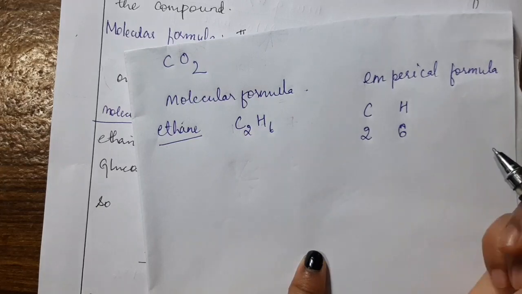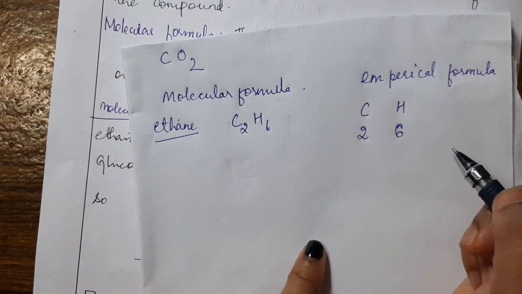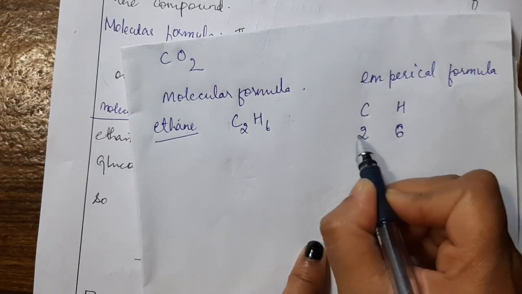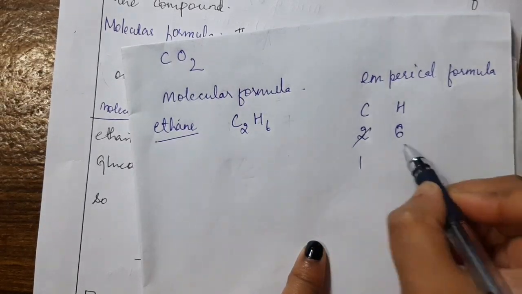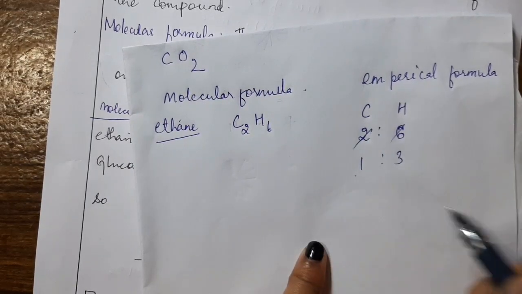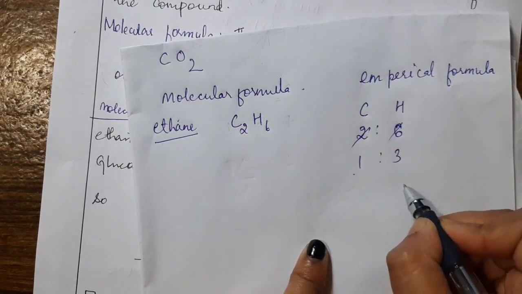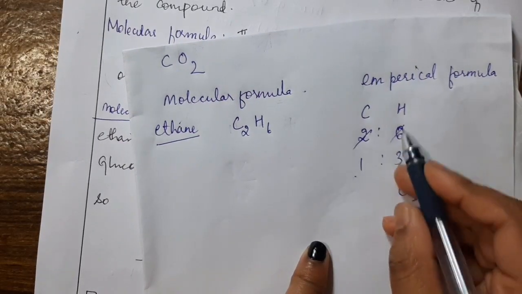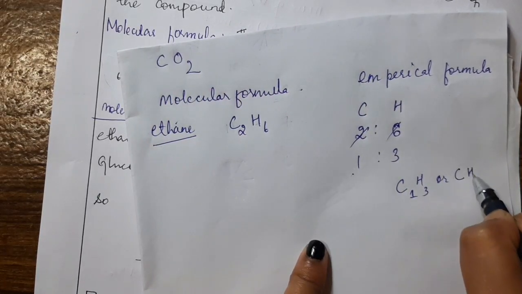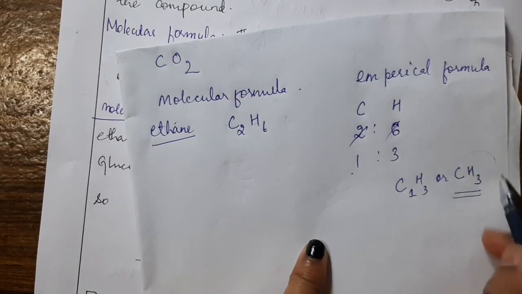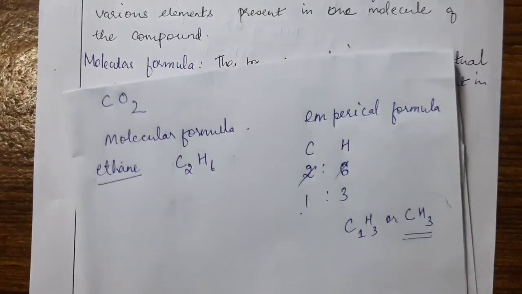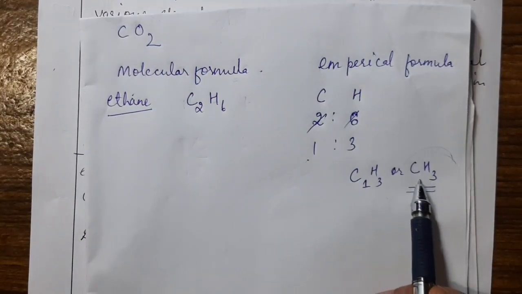Hydrogen is 6. Okay, now let's find out the simplest ratio. In order to find the simplest ratio, we can divide by 2. 2 1s are 2, out here is 2. 2 3s are 6. Okay, this is the simplest one. Yes or no? So the empirical formula would be C how many? 1. H how many? 3. Or you can write it as CH3. Okay, so this is the empirical formula. It's the simplest whole number ratio of atoms of the various elements present in it.